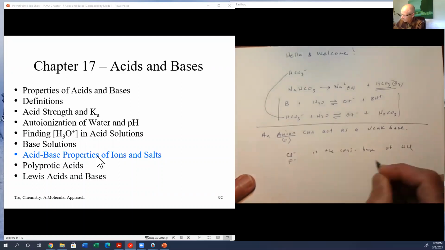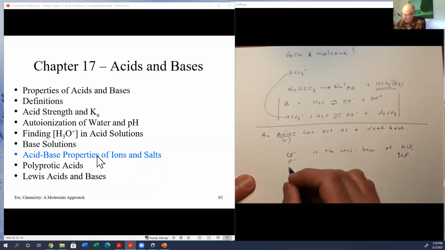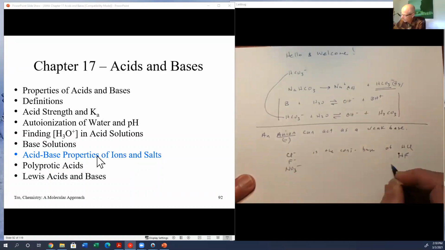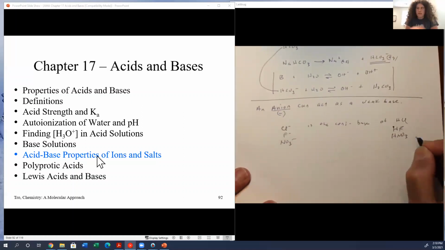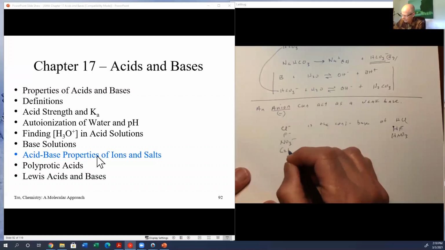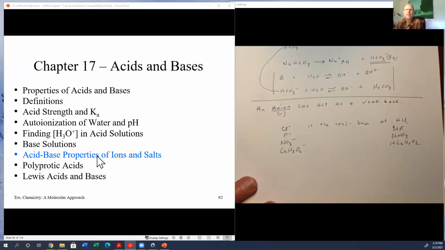Similarly, F minus is the conjugate base of what acid? HF. NO3 minus is the conjugate base of what acid? HNO3. You just add a proton to whatever the anion is. The acetate ion is the conjugate base of acetic acid, and so on. So think of any anion you want, add a proton, and that anion is the conjugate base of that acid. Does that make sense so far?